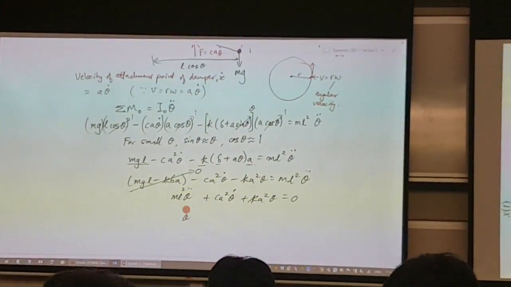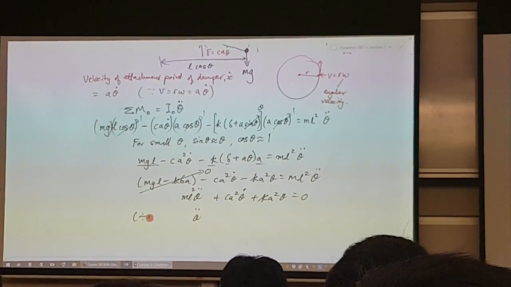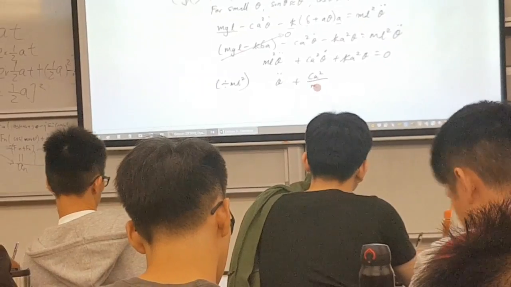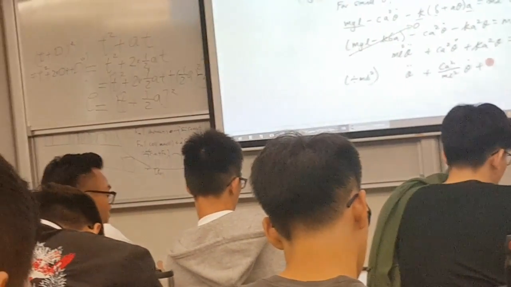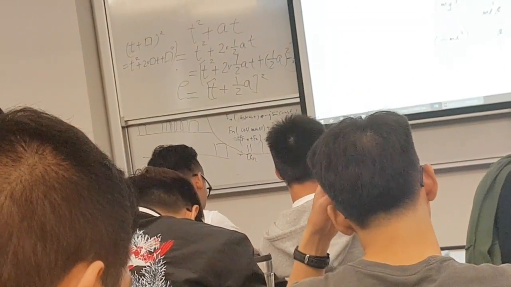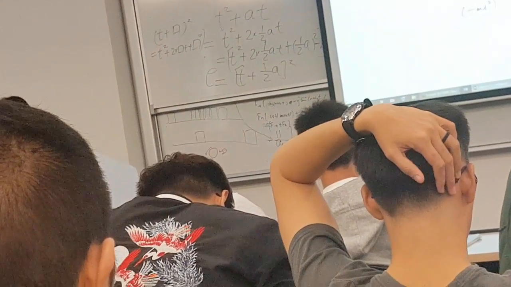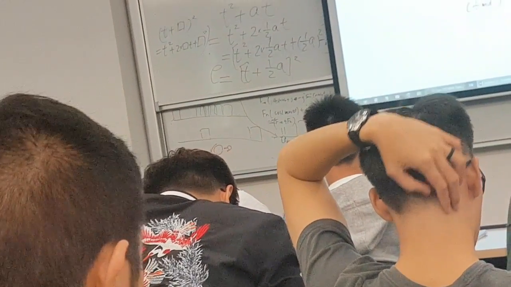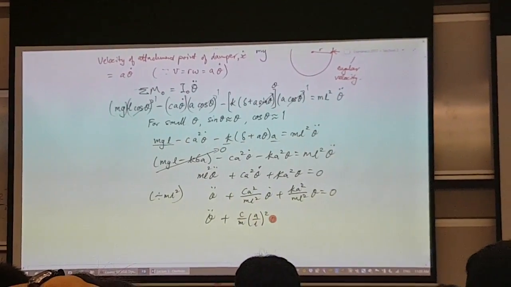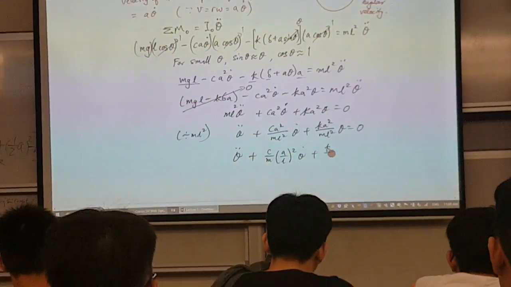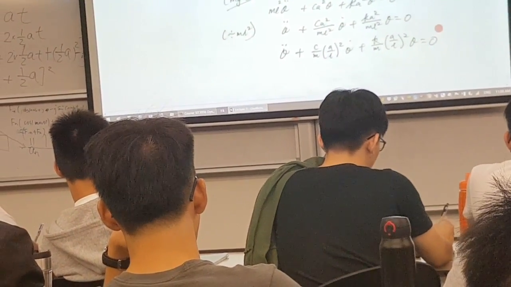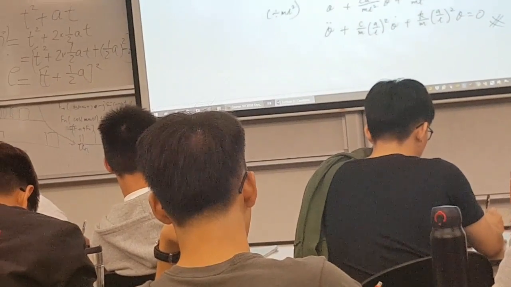I'll divide throughout by m l squared. So I have c a squared over m l squared, and k a squared over m l squared, equal to 0. This can be simplified a little more, taking the a squared and l squared together, and the same for that term: k a squared over m l squared times theta equal to 0. So that is my equation of motion.